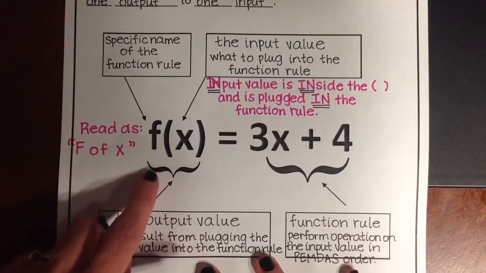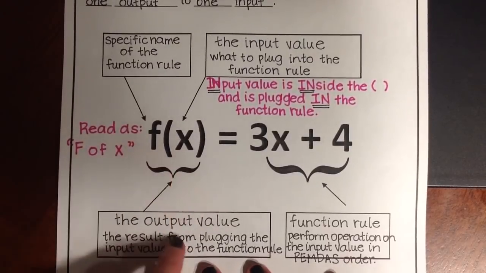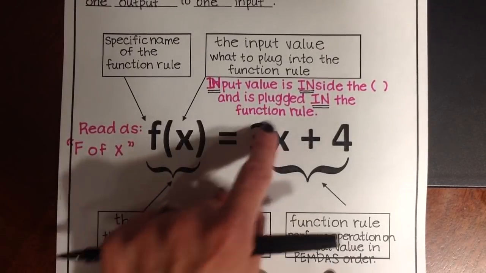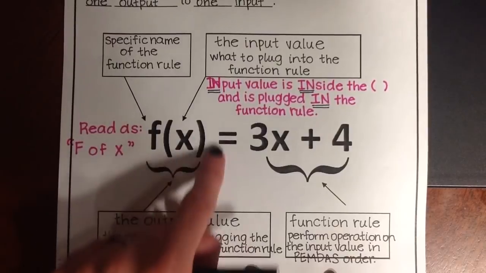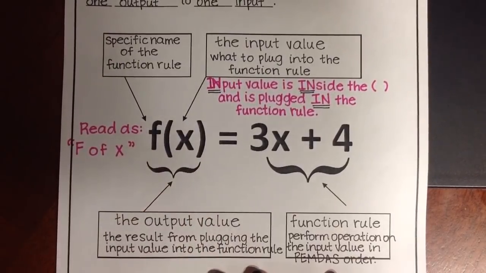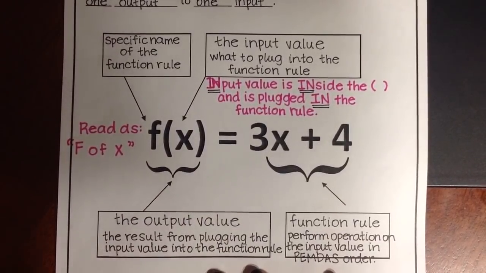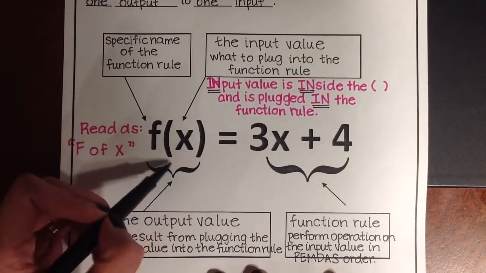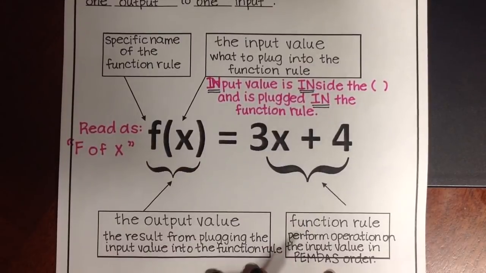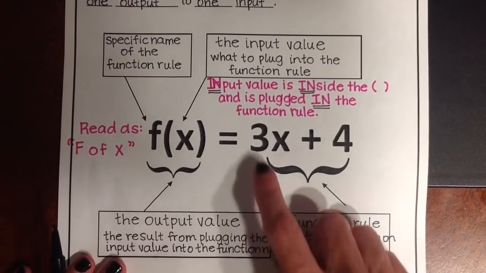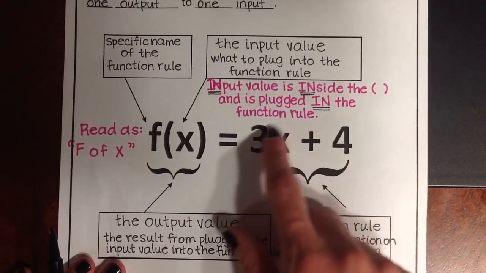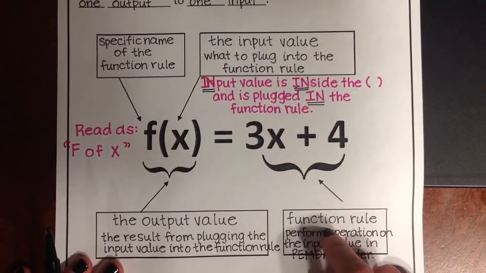Now, when you look at this as a whole, f of x, that is simply another way to state your output value. It's your result from plugging in the input value into the function rule. So the most common output value variable that we use is y. So you may see or think of this as another way to say y equals and then your function rule. Okay? And then of course, I've said this several times, but 3 times the value of x plus 4, this whole side, is your function rule.